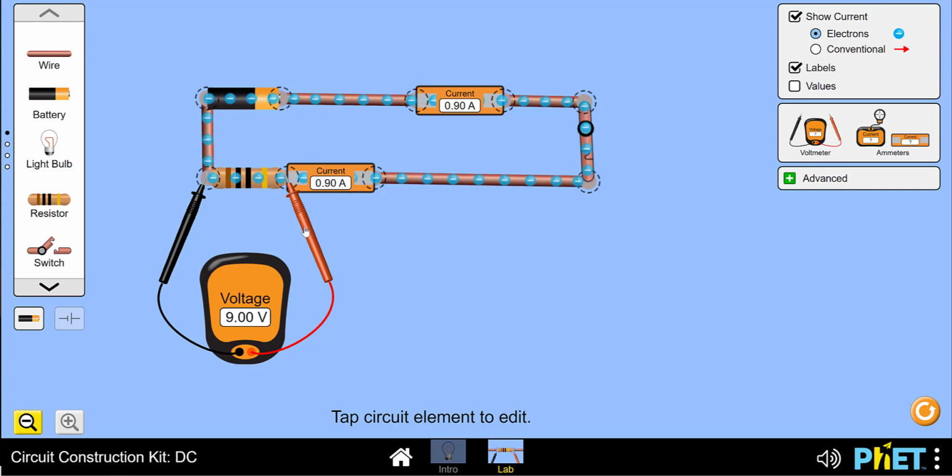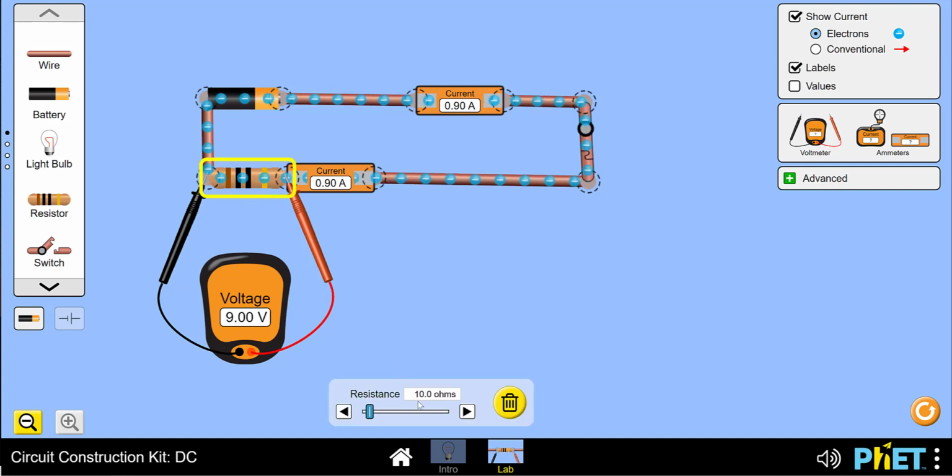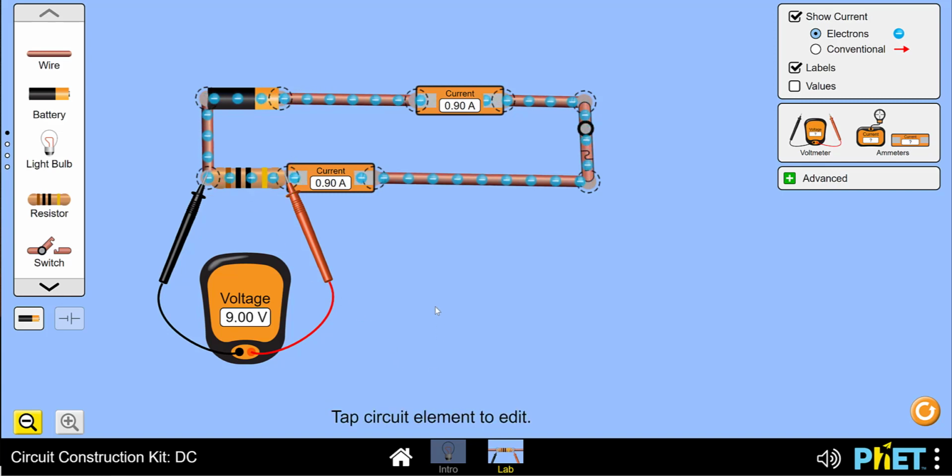Using the definition of resistance as the ratio of the voltage applied across the device to the current flowing through it, we can see that the resistor has a resistance of 10 ohms. This is the default value if you place a resistor into the circuit in this PhET. We can now add a second resistor.